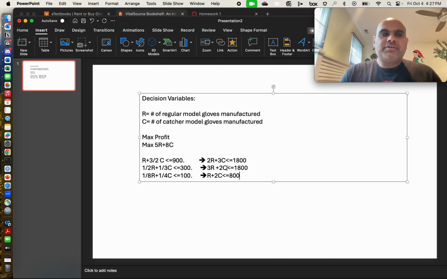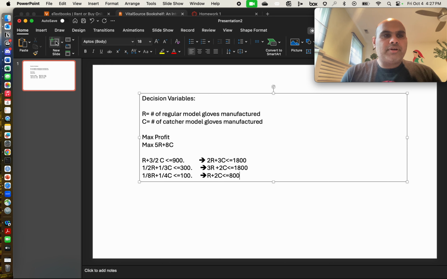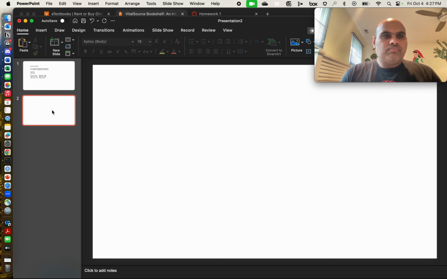So the reason to do this is that it's much easier to plot these than to do this. I mean, not that it is that difficult, but hey, they look better to me. All right, so now let's see how I can plot this. So I'm going to try this out. All right, so new slide.